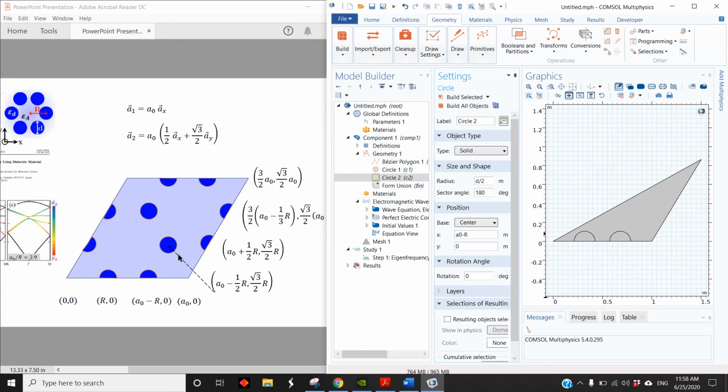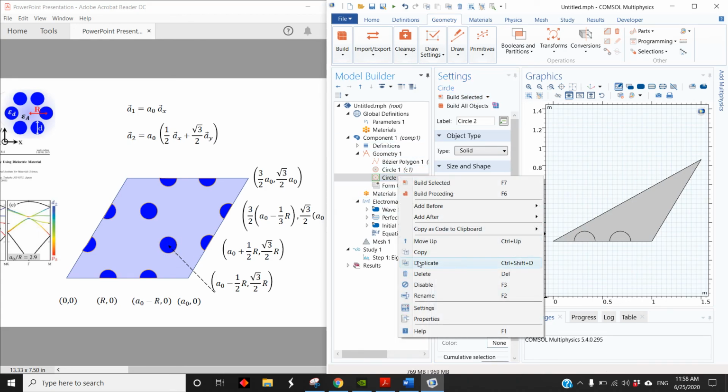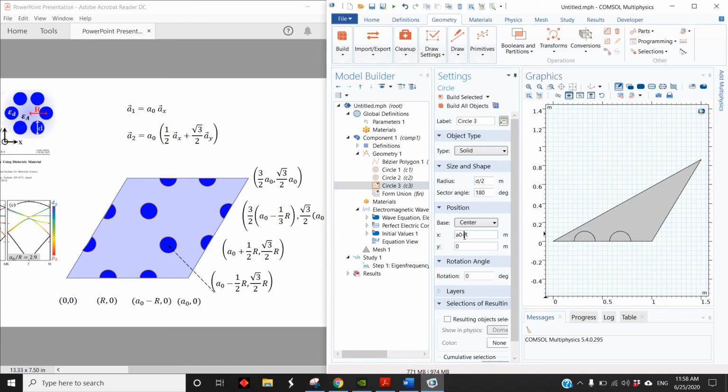For this third cylinder, I have the x dimension a naught minus half r, and the y-axis is square root 3 divided by 2 multiplied by r. And now I have a complete cylinder, so I return the sector angle to 360.